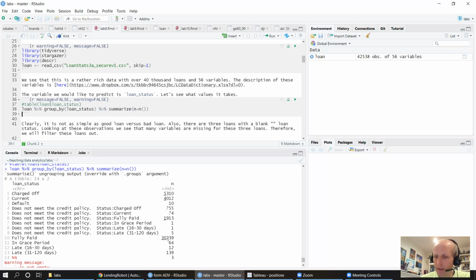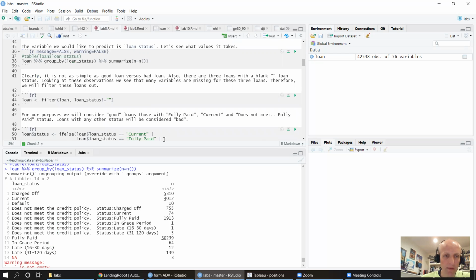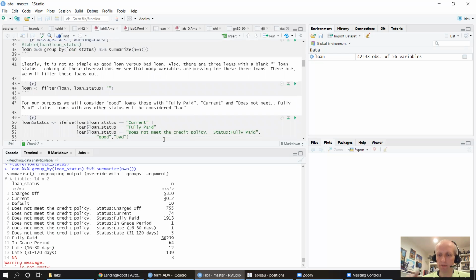Let's try to simplify the status of the loan. Let's say that everything that is classified as current or fully paid or does not meet the credit policy but is fully paid, let's classify all those loans as good and everything else is bad. So just good versus bad.